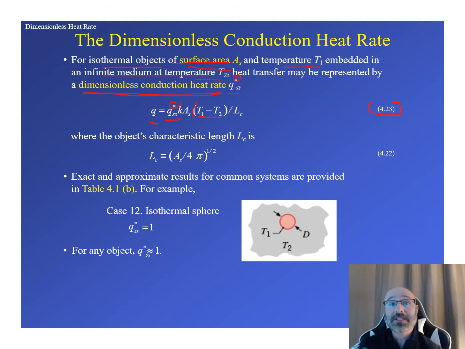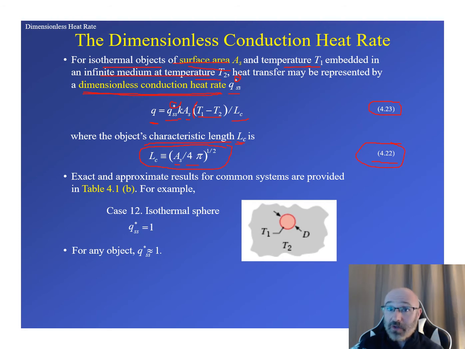So it's T1 minus T2, all divided by the length L sub C, where L sub C is represented by equation 4.22, and this is the object's characteristic length, L sub C, C for characteristic. So again, these indices are important for what we're calculating here. Our L sub C is given by the relationship of our A sub S, that surface area, divided by 4 pi, all to the 1/2 power. And this again relates back to equation 4.22 in our textbook.